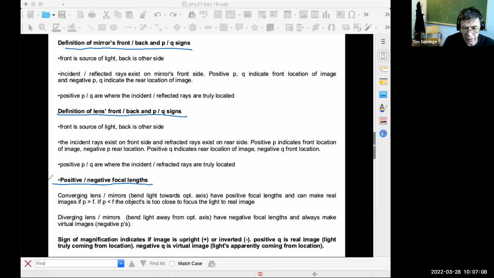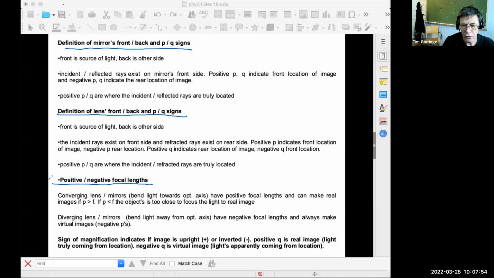A mirror or a lens that has a negative focal length is one that diverges the light, bends the light away from the optical axis. A mirror or a lens that diverges light cannot focus the light to a point. There are some fundamental differences between converging lenses and mirrors and diverging lenses and mirrors, related to the fact that one is bending the light towards the optical axis and can form a focus, and the other is bending the light away from the optical axis and can't form a focus.